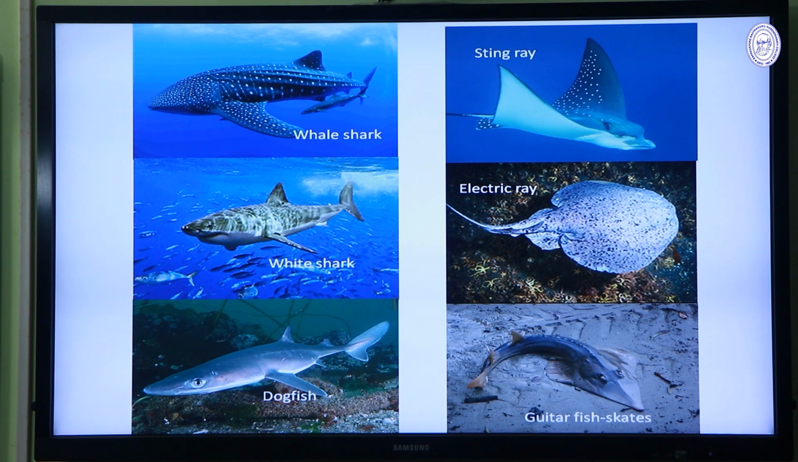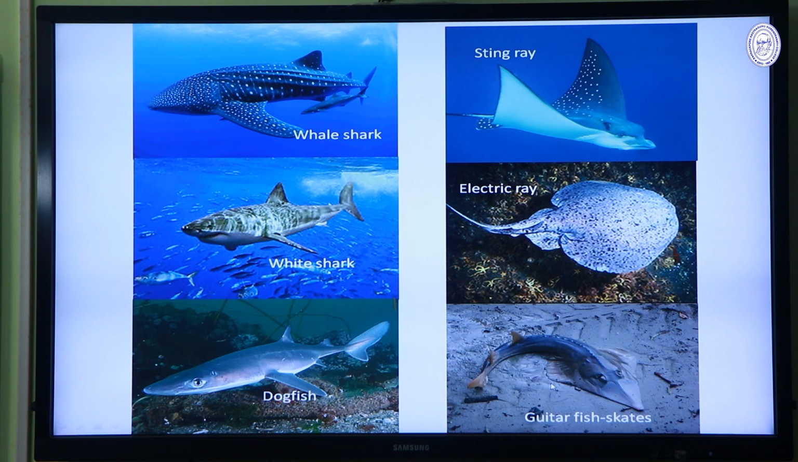So, these are the pictorial representations of sharks and rays. We know the whale shark is very large, white shark, dogfish. Okay. So, this column represents the sharks portion, that is the Cephalochordata, and this right side contains all kinds of rays, that is sting rays, electric rays, and the guitar fish.